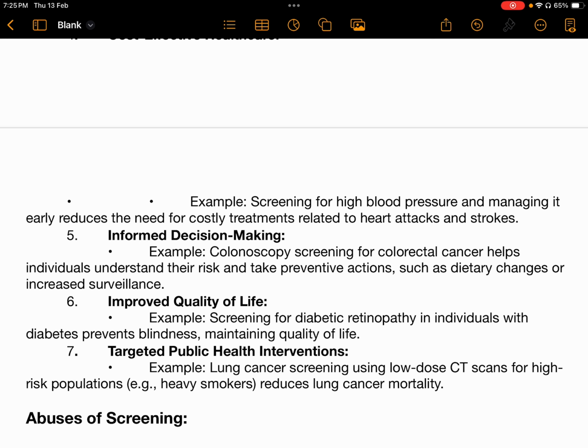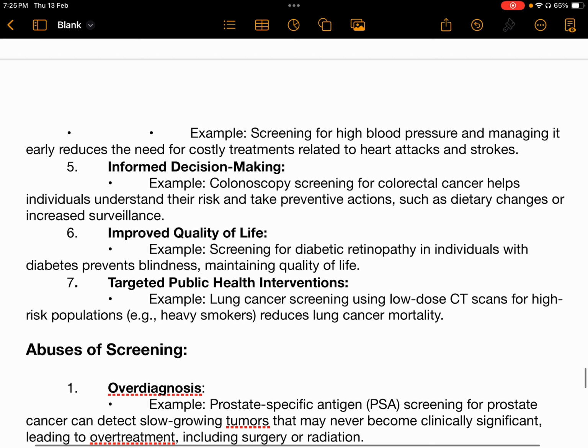Number five is informed decision making. Screening provides individuals with valuable information about their health, empowering them to make informed decisions about preventive actions or lifestyle changes. Example, screening for colorectal cancer helps individuals to understand the risk and take preventive actions such as dietary changes and increased surveillance.